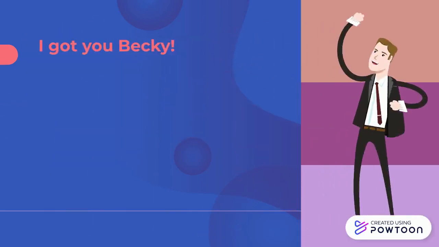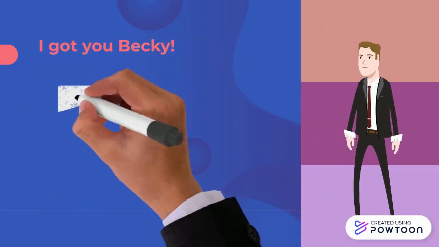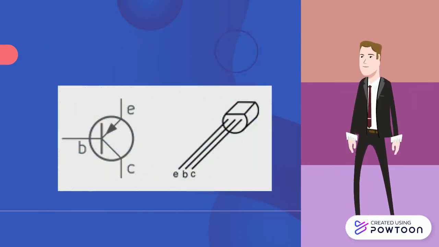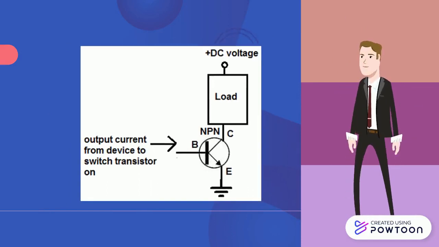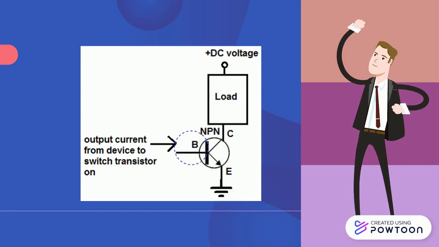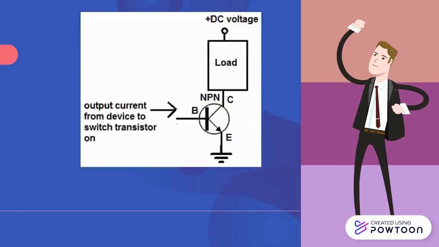I got you, Becky. Transistors have 3 electrical leads: the emitter, the collector, and the base, also known as the source, the drain, and the gate. If functioning as a switch, one connects the device's output that switches on the transistor to the base terminal. The emitter terminal is connected to ground, and the collector is connected to the part of the circuit that the transistor will turn on and supply voltage to.